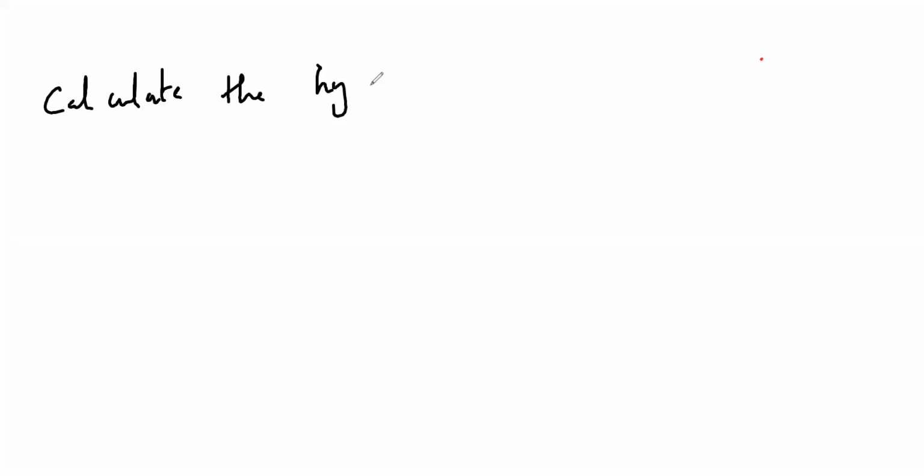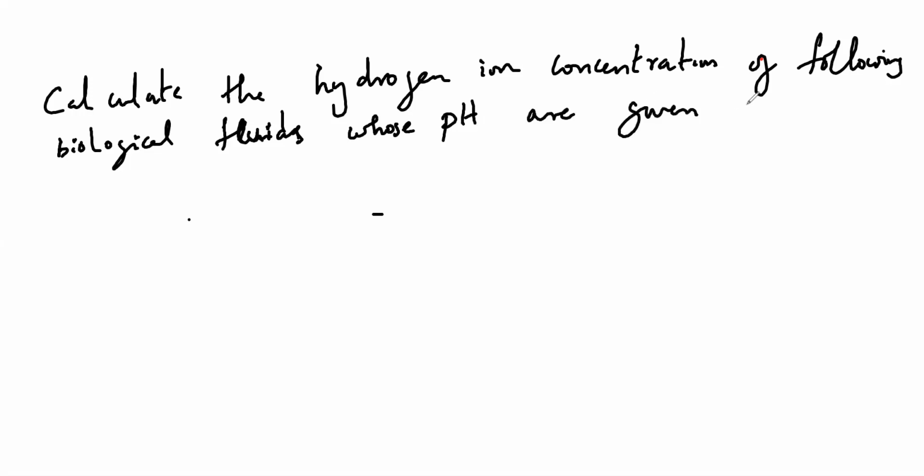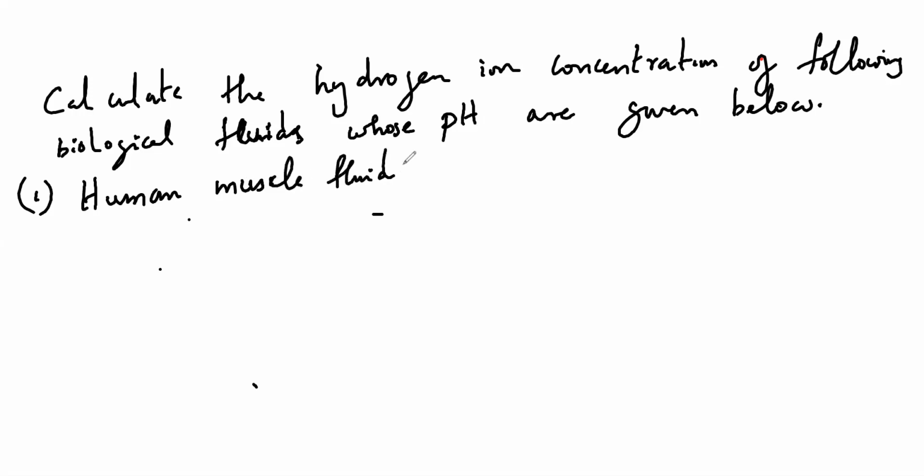Calculate the hydrogen ion concentration of the following biological fluids, whose pH are given below. First one, human muscle fluid, 6.83.